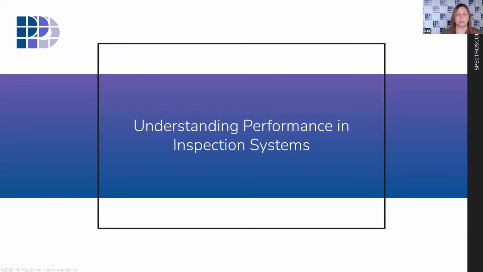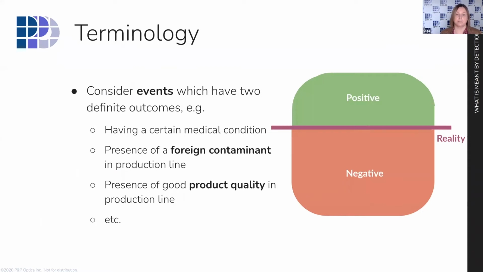So first, a little bit about performance of inspection systems. One thing to really think about is the terminology that's being used. So consider events which have two definite outcomes. So something is true and something is not true. So for example, having a certain medical condition, or in case of food processing lines, having foreign contamination, or even product quality, a good product or great product compared to all the rest of the product, and things of that nature.